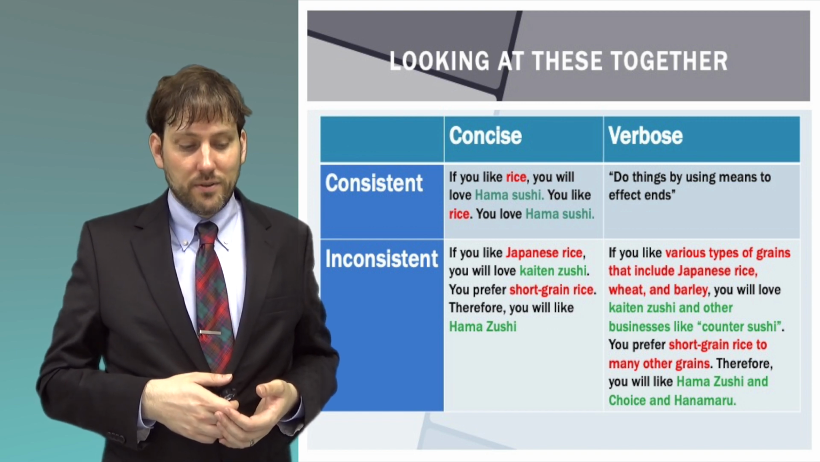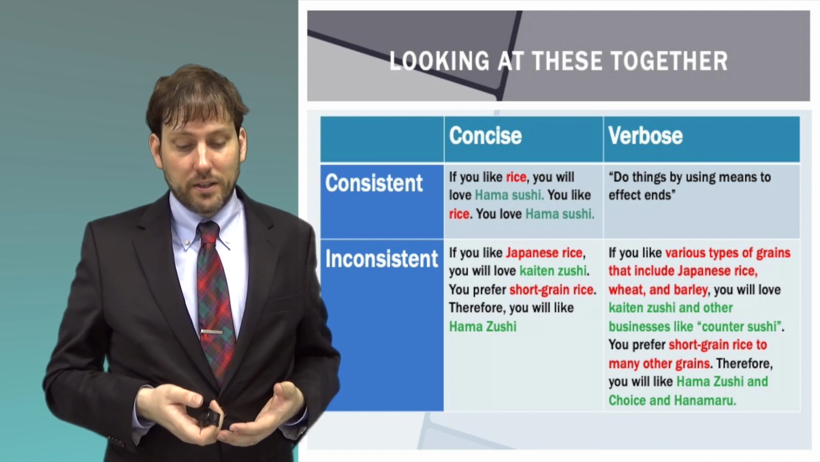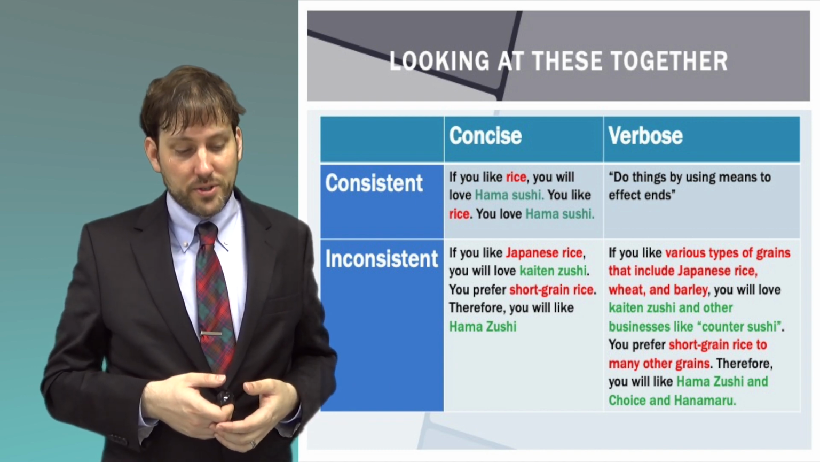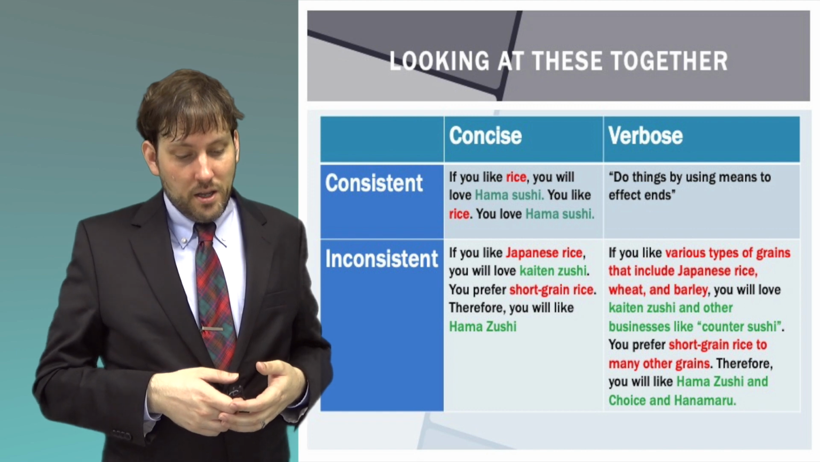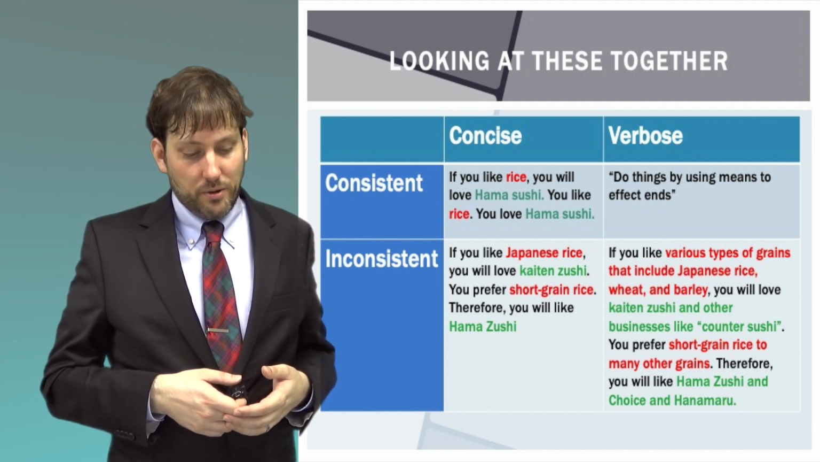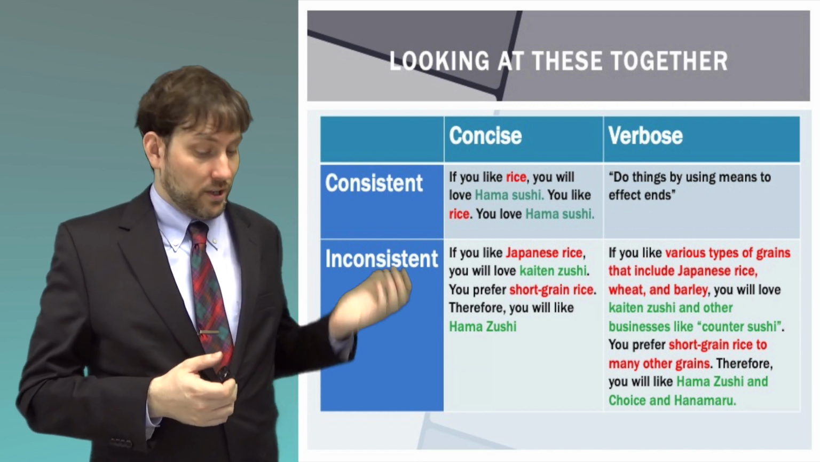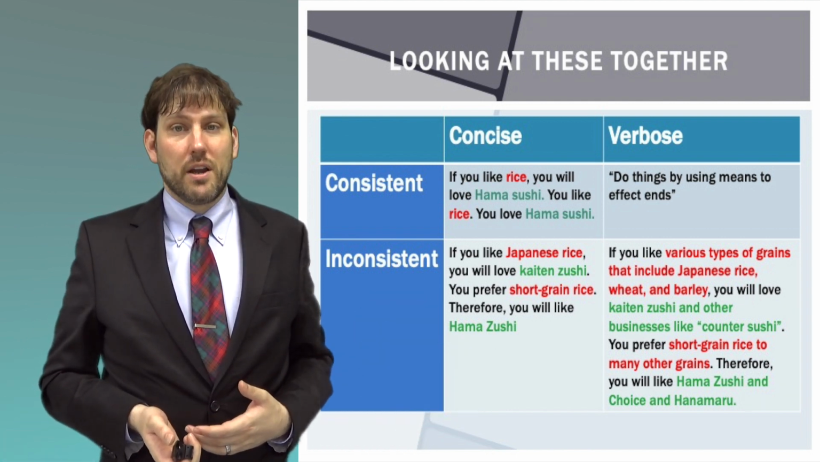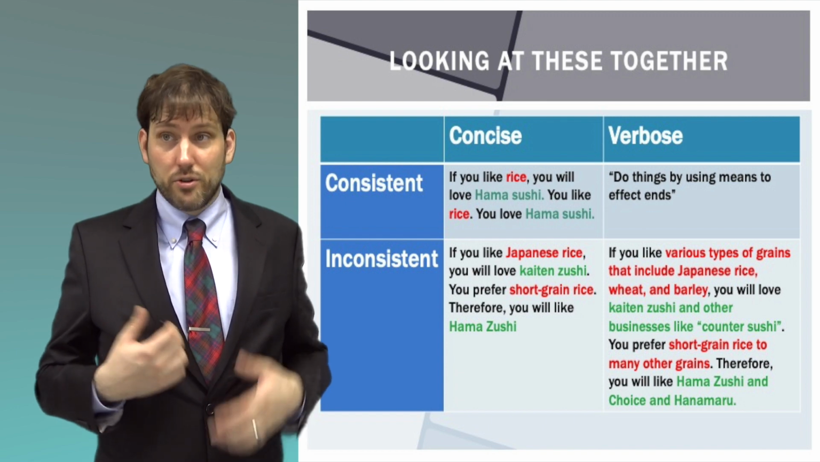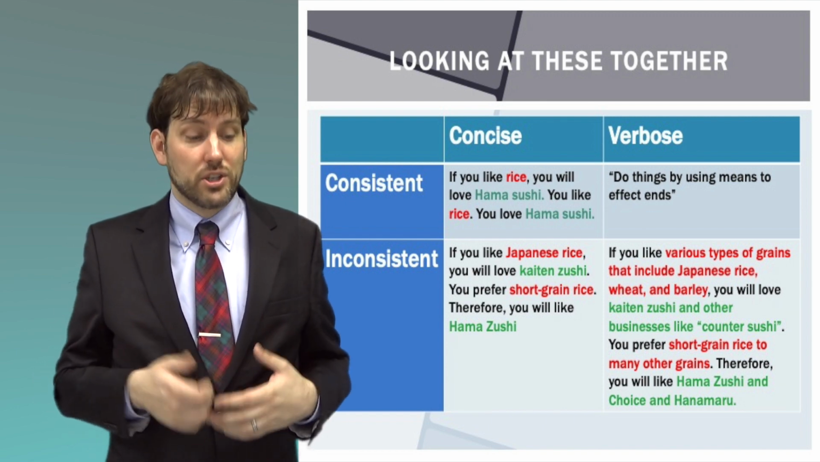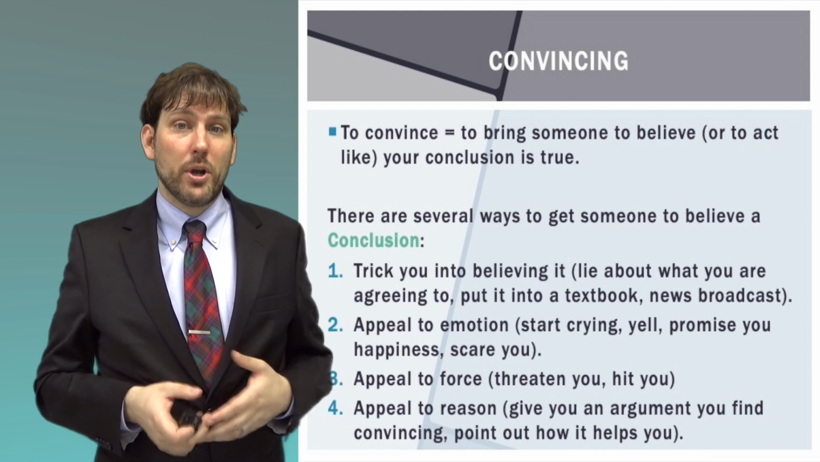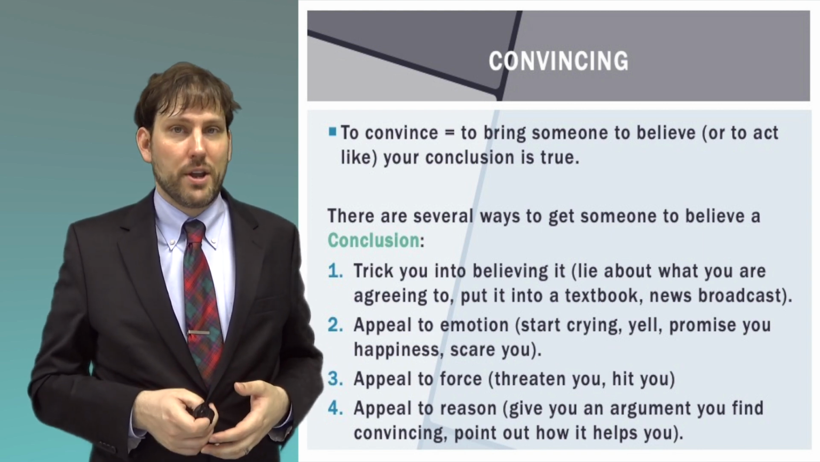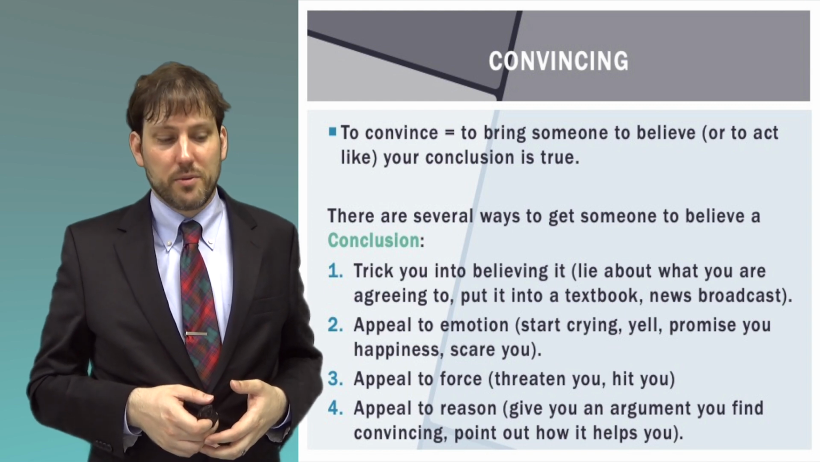Verbose and inconsistent: if you like various types of grain that include Japanese rice, wheat, and barley, you will love kaiten sushi and other businesses like counter sushi. You prefer short grain rice to many other grains, therefore you will like hamazushi and choice and hamamaru. Okay, so this is a very verbose way of making that sort of claim, and you're doing things inconsistently. We are changing terms. Again, we want to remember the point of all this is we're trying to convince people, and this matters for another way that we can be careful in how we make our arguments.